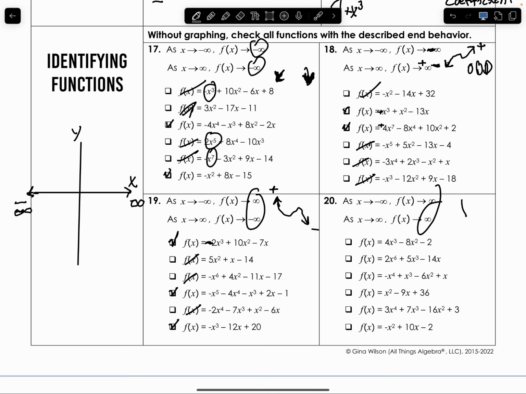Positive, positive, that means it's going up and up, both of them positive. And so that means it's even, right? So it can't be odd. So let's get rid of the odd numbers. Those are all evens, though. And it's got to be a positive because it's going up, up. So it can't be that one. That's a negative. That's a negative. So it could be that one, and it could be that one. And it could be that one. Okay.